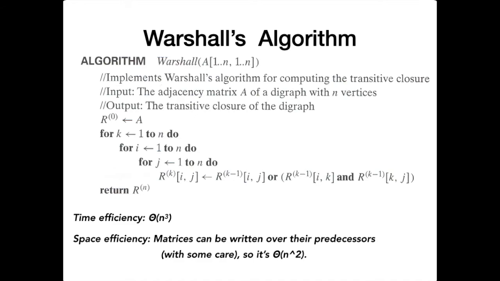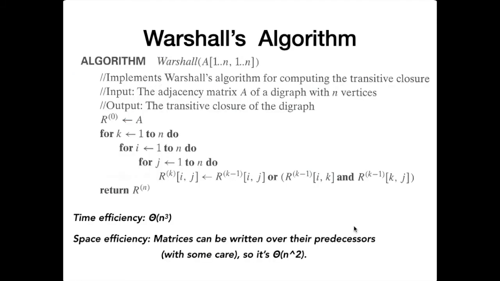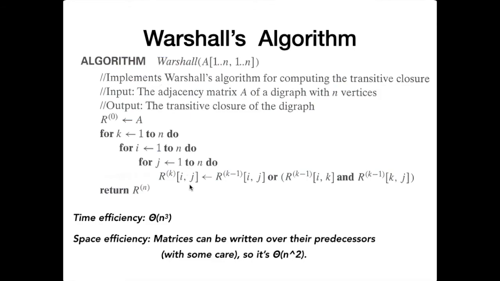This is the corresponding algorithm for what we did a while ago. The outer for loop is for the iterations from R0 to R4, and the inner for loops are for checking the contents of the matrix, whether we can flip the element from 0 to 1. If it's 1, then it stays 1. If it's 0, then this condition must be true.